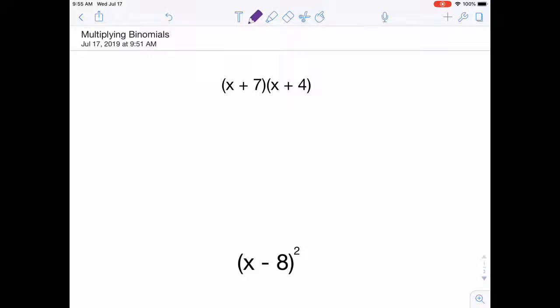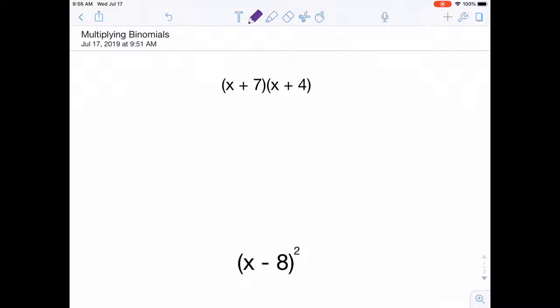Okay, today we're going to focus on multiplying binomials. There are a few different methods that we're going to look at today. I'm going to go over two of them that are the most common that we're going to see. So multiplying binomials, it is using the distributive property, but in a slightly different way here.